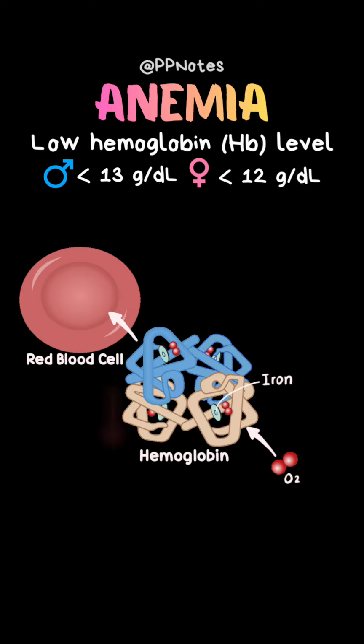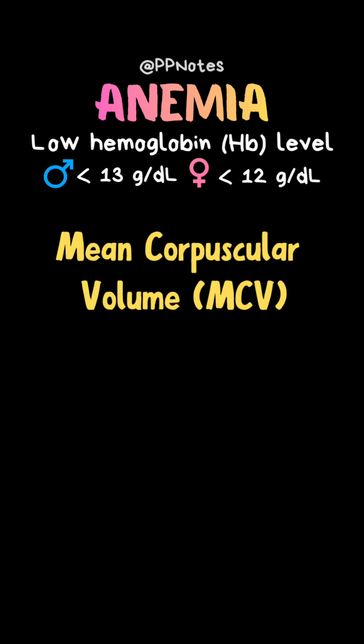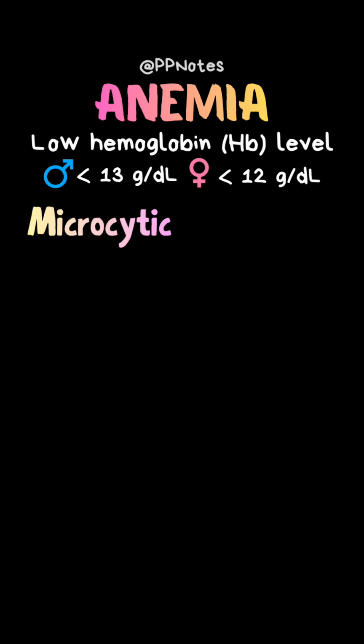Anemia is defined as a low hemoglobin level, generally below 13 grams per deciliter in men and below 12 in women. Hemoglobin is the protein in red blood cells that carries oxygen, so when it's low, the body's oxygen carrying capacity drops. We classify anemia by the mean corpuscular volume, or MCV, which tells us the average size of red blood cells. In microcytic anemia, the MCV is below 80, meaning red blood cells are smaller than normal.